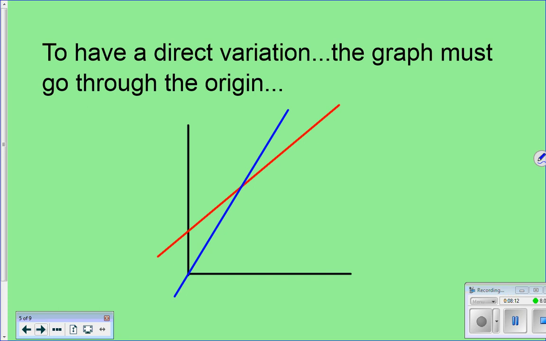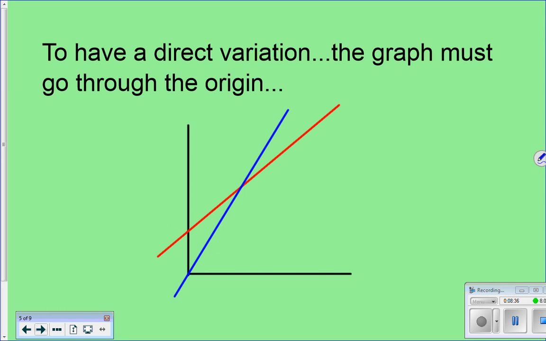But first, let's talk about graphs, because we're also going to talk about graphs today. Here's the thing. If they give you a graph and they say, write a direct variation from this, you have to go back to what you know. Everything has to be in proportion to write a direct variation, or an equation.